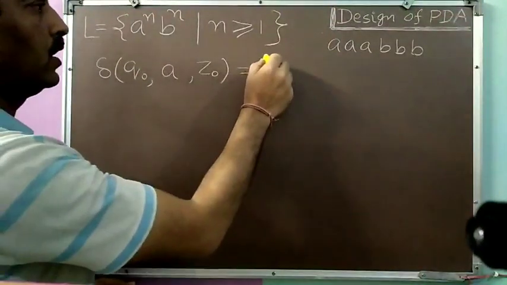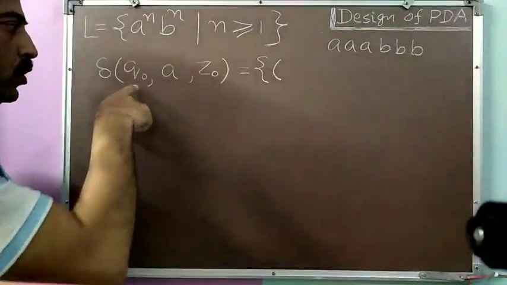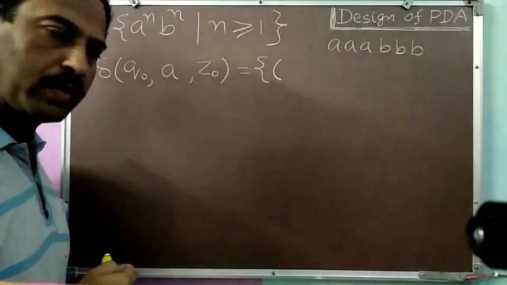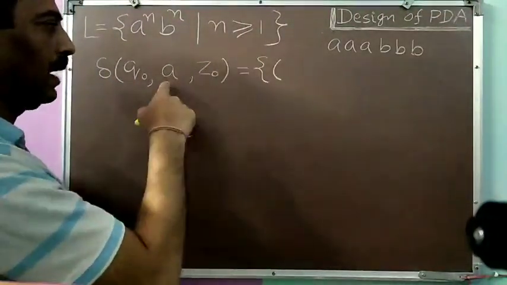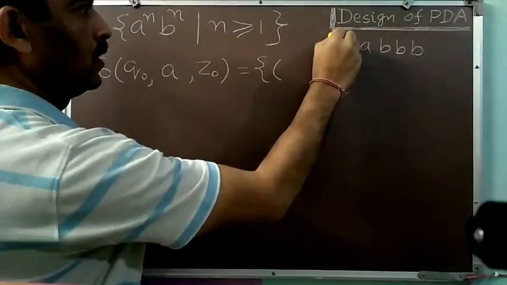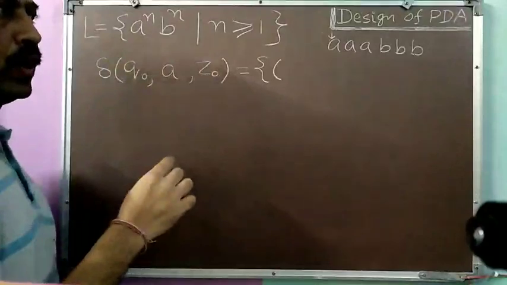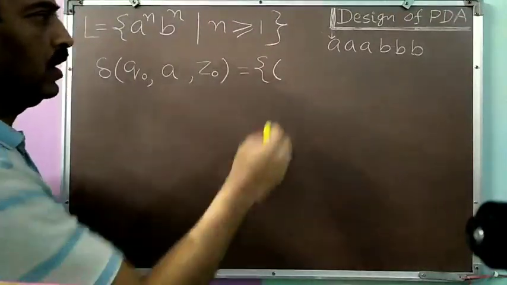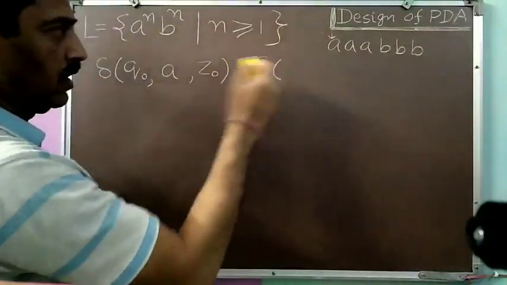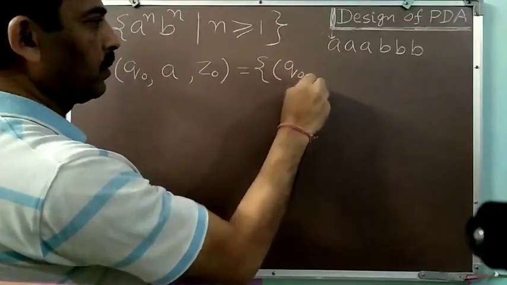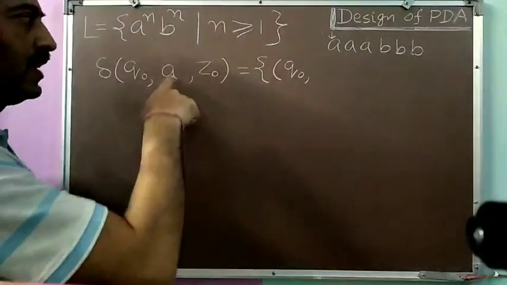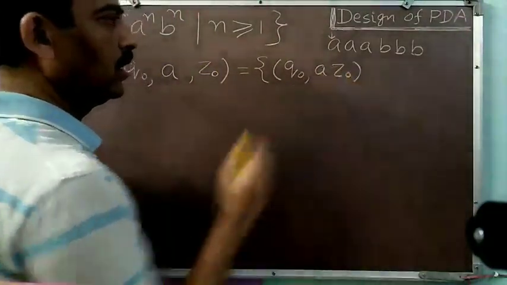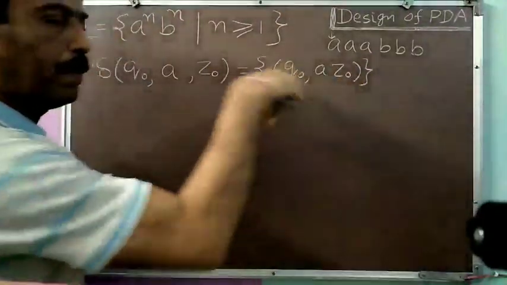Now what action should I take in this situation? Initially I am in the state Q0. At the top of the pushdown store there is the initial pushdown store symbol, that is Z0, and from the input I am getting an A. So what should I do? As per our strategy, I should push this A over the pushdown store. It is my first operation, so I will not change the state. I will keep my state as Q0, and as I have to push this A over it, I will write AZ0 here.